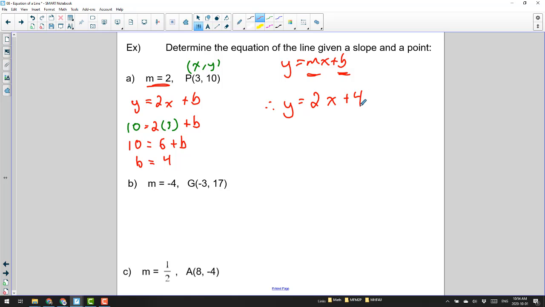Make sure you give me a conclusion. So often people do all this work and then forget to actually answer the question, which is find the equation of the line. All right, let's try another one.